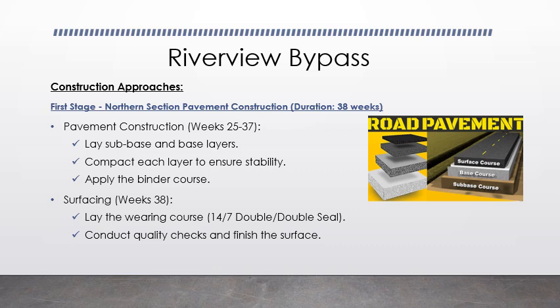Then we have the pavement construction. Here, week 25 to 37, we allocated for this pavement construction, where we'll construct the base and sub-base layer. And after that, we have the surfacing. It's the double seal, for which we allocate week 38, and after that, we'll proceed to the next stage.